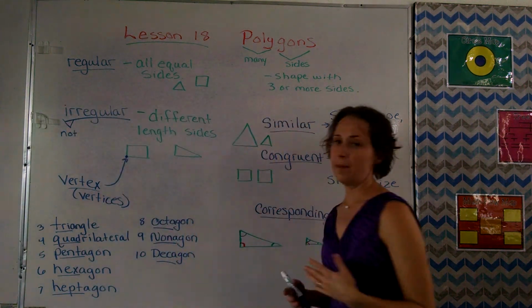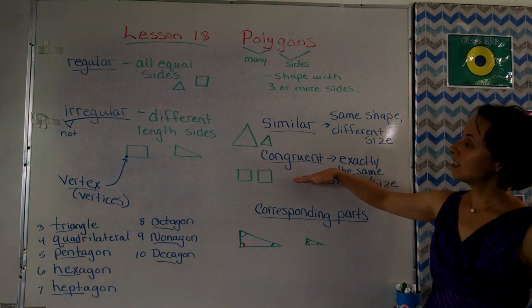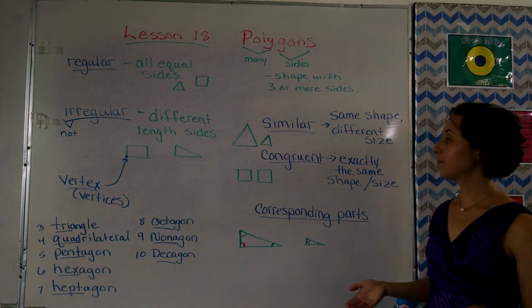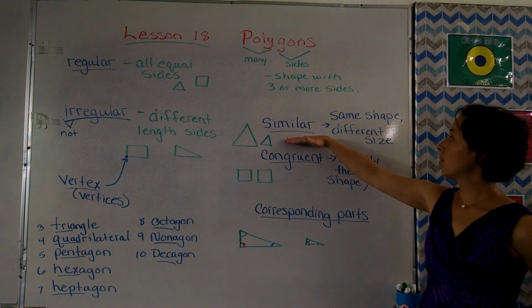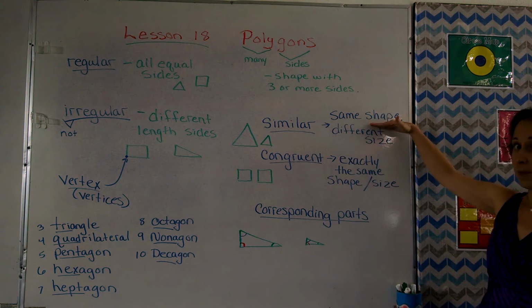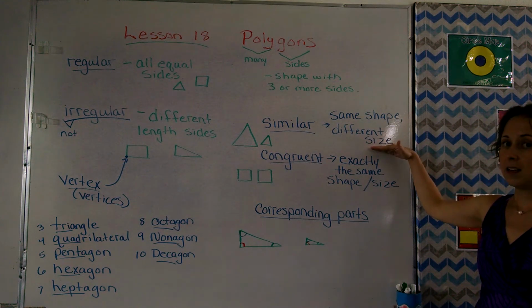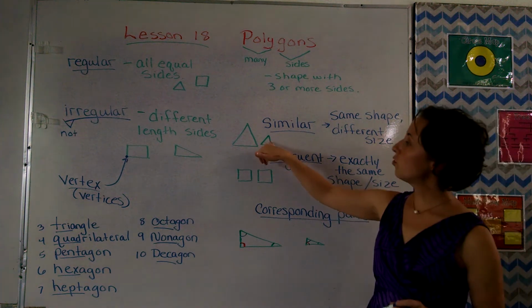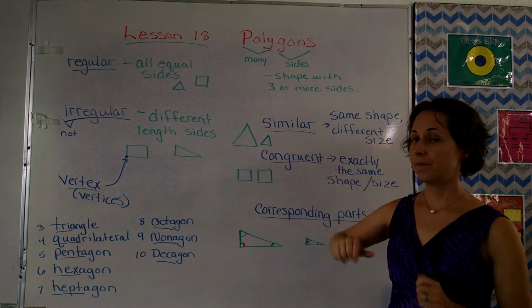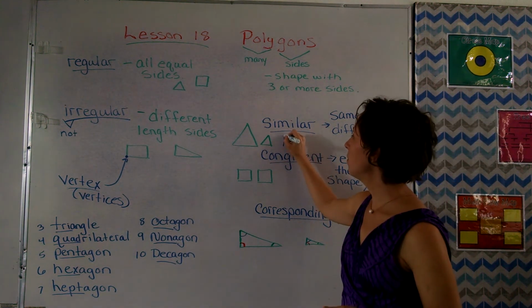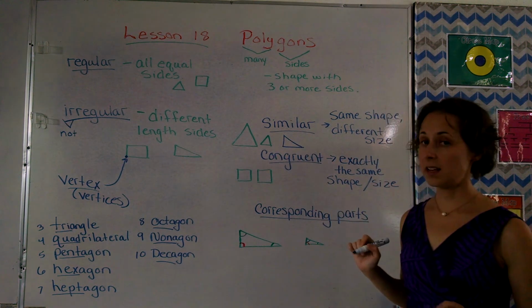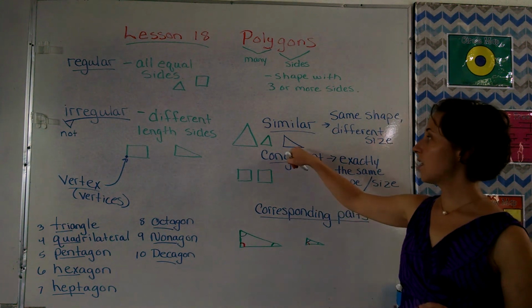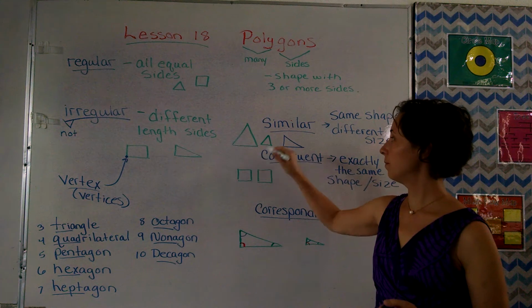When we talk about shapes, we like to compare them to see if they're similar or congruent. If a shape is similar, it's the same shape, but a different size. Congruent means exactly the same shape. So, for example, these 2 triangles are similar. This triangle is not similar. It's not the same shape as these other 2.